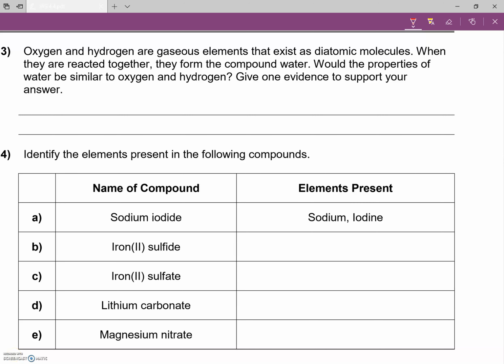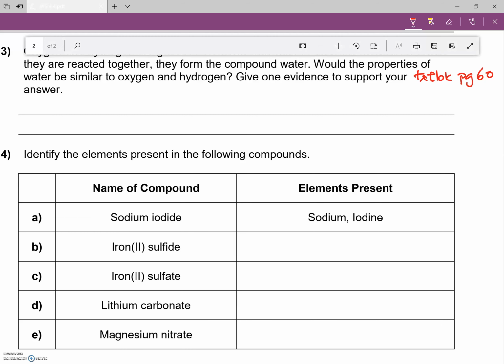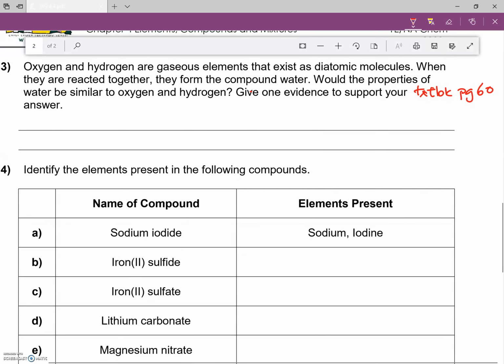Okay, now for question 3, we're going to look at page 60 of the textbook. So do refer to textbook page 60. Now, they say that oxygen and hydrogen are gaseous elements. Okay, let me scroll this out a bit. They exist as diatomic molecules. When they react together, they form the compound water. Would the properties of water be similar to oxygen and hydrogen?